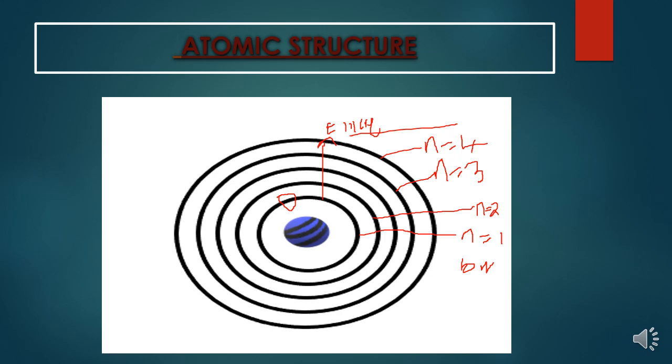So this electron can move from the first shell to the second, third, or fourth, but it is only possible if energy is absorbed by the electron. So the electron is going to absorb energy or gain energy, and if it's gaining energy, it is going to move from the first shell to any shell above it.